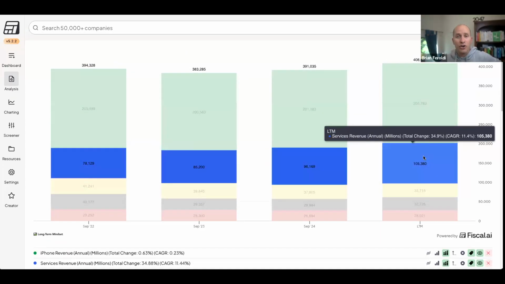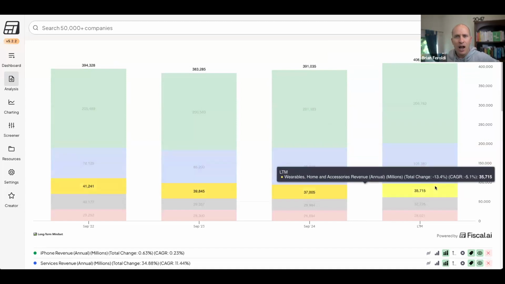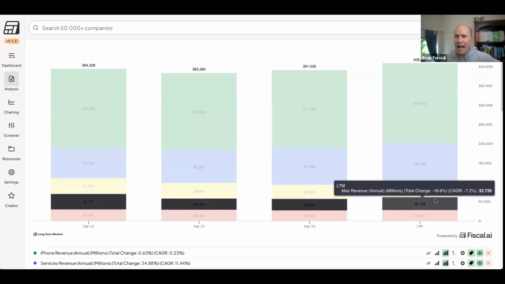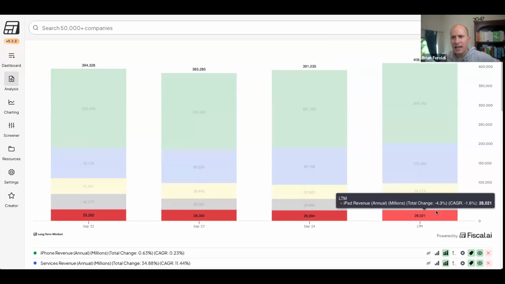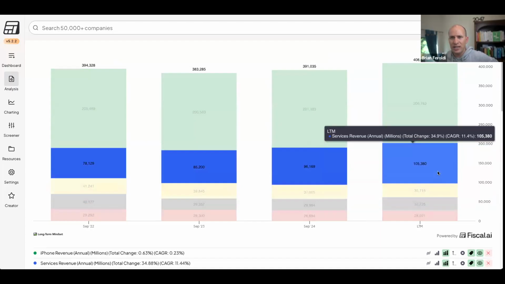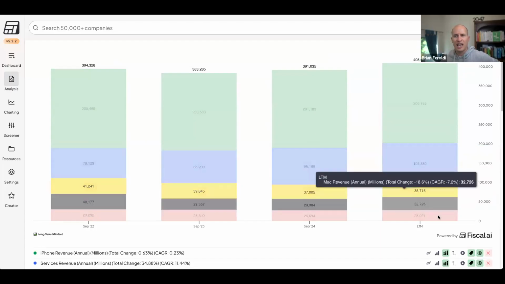Services is growing 35%. No, no, no. It's growing 11%. You're right, 11%. But yes, still, that's pretty good. 35% total, double digit. Wearables is down, minus 5%. This business is actually declining. Okay. Mac revenue is minus 7%. And iPad is -2. So really, it's services that has carried everything.